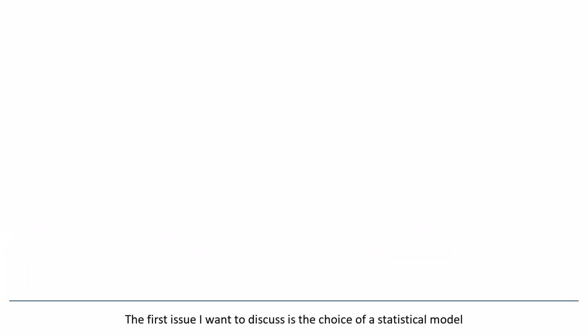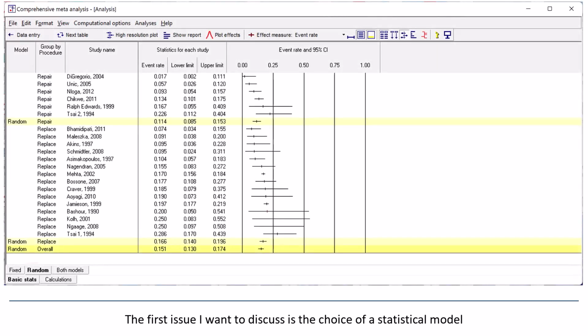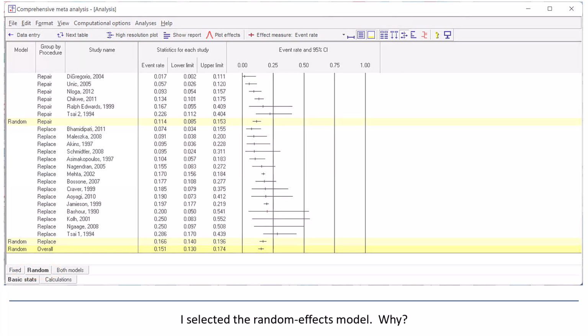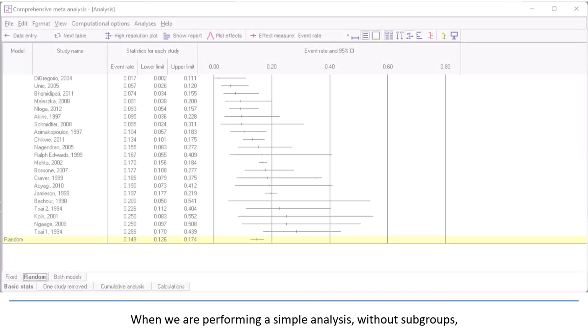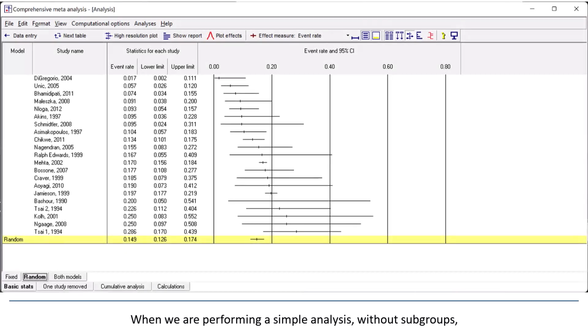The first issue I want to discuss is the choice of a statistical model. As always, at the bottom of the screen, we can select either the fixed effect model or the random effects model. I selected the random effects model. Why? Well, when we're performing a simple analysis without subgroups, the difference between fixed effect and random effects is as follows. We would use the fixed effect model if we believed that all studies were based on the same population and were identical to each other in all important respects.